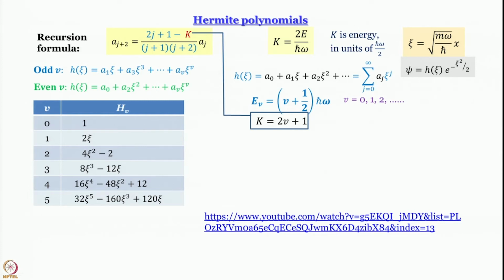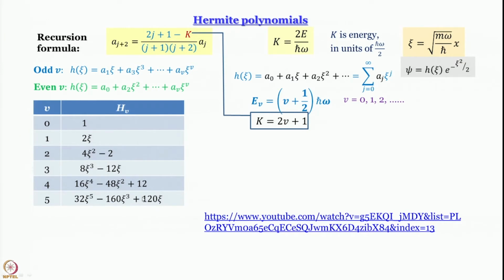These are normalized Hermite polynomials. For v equal to 1, it is 2 xi. For v equal to 2, note you have something in xi to the power 0 and something in xi to the power 2. For v equal to 3, there is no xi to the power 0 term. You have minus 12 xi plus 8 xi cube, that xi square and xi to the power 0 are missing. Similarly, for v equal to 4, you have xi to the power 4, xi to the power 2, xi to the power 0, and it goes on.